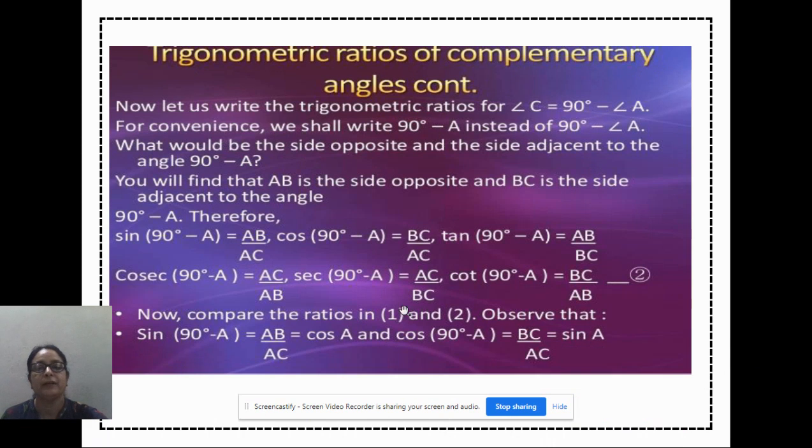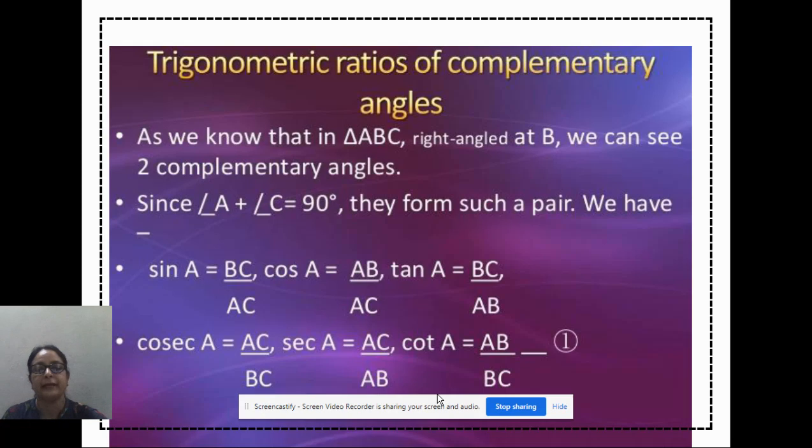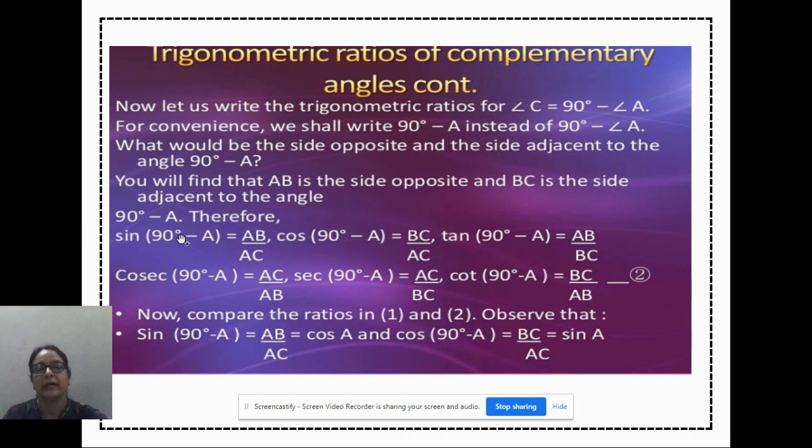Now the next is, we will find complementary angles. In the figure you can see that angle C is 90 minus A. So what will be sin of this angle? Perpendicular by hypotenuse. For this angle C, what will be the perpendicular? AB by AC. So that we have to write. Here in all the ratios of 90 minus A, you have to take angle C, so sin is AB by AC. Similarly you can write cos, tan, cosec, sec and cot.